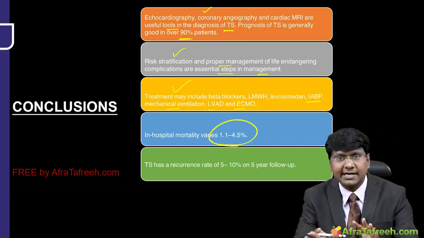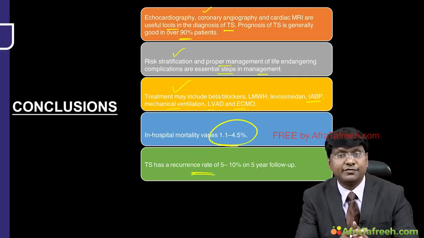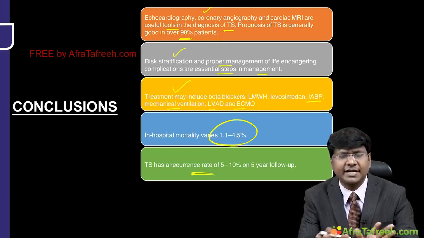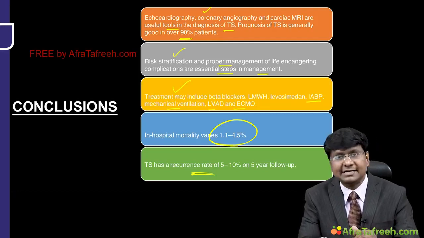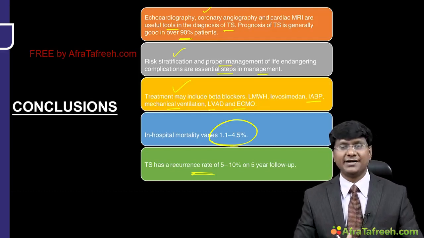In-hospital mortality is hardly around 1 to 5%, and the chance of recurrence is around 5 to 10% of individuals, and it is very commonly seen in individuals with reduced ejection fraction and severe LV dysfunction. In them, there is a high chance of recurrence, and even in females around the age group of 50 years, the chance of recurrence is very high.